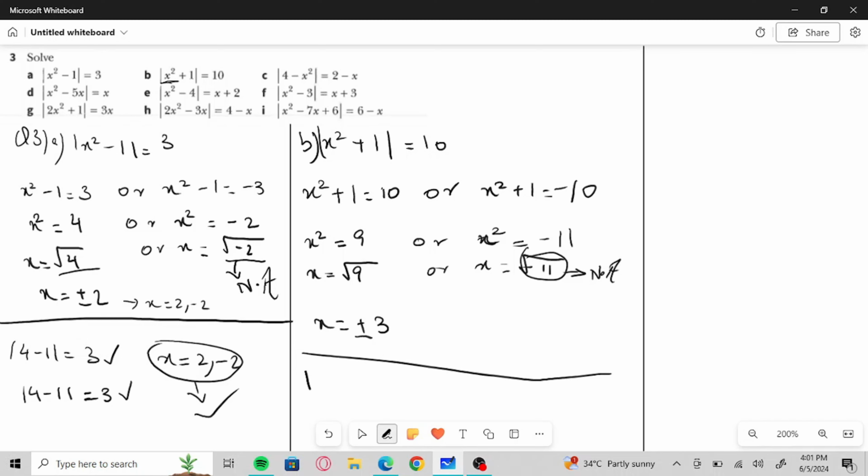Minus 3 squared or positive 3 squared is equal to 9, plus 1 is equal to 10 in the modulus, which is, yes, equal to 10. Okay, so that's for question A. Let's proceed on to part C.